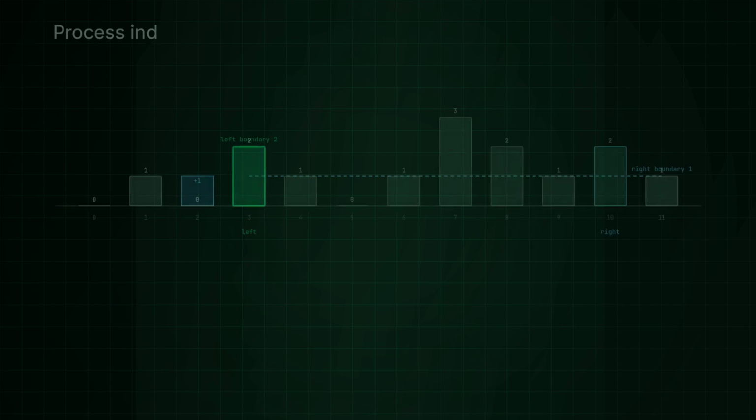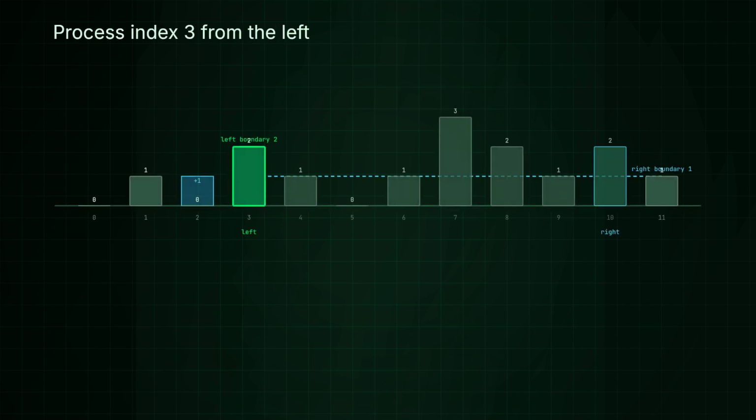Left is at index 3, height 2, and right is at index 10, height 2. 2 is no taller than 2, so process the left index. Update left max from 1 to maximum of 1 and 2, which is 2. The current bar reaches the left boundary maximum, so it traps 0. The running total remains 1. Finalize index 3, then move left inward to index 4.